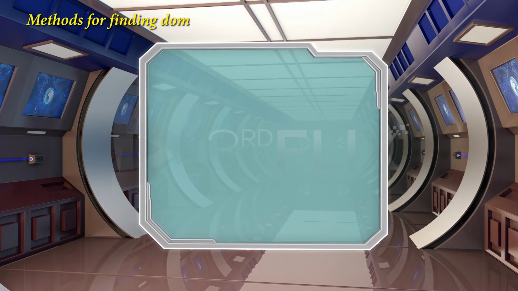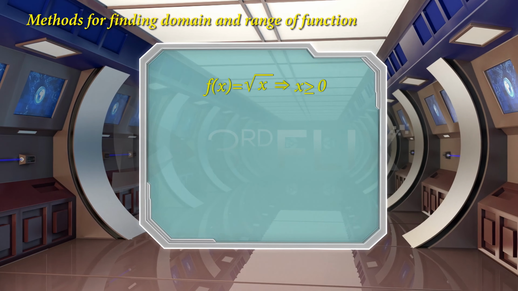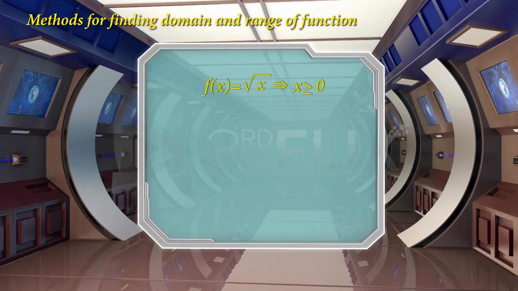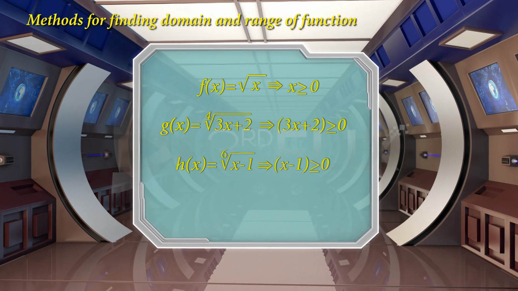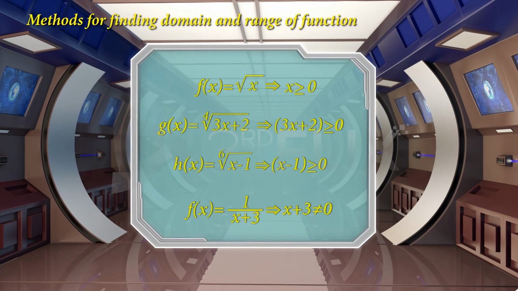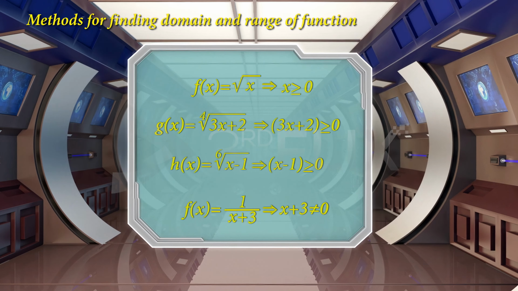Methods for finding domain and range of a function. Domain. Expression under an even root, that is, square root, fourth root, etc., is greater than or equal to 0. Denominator is not equal to 0.